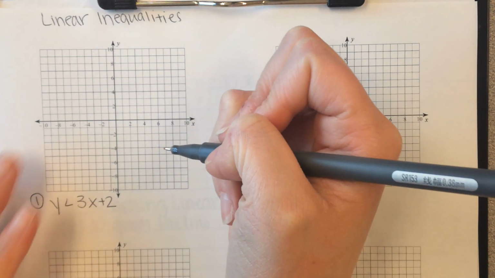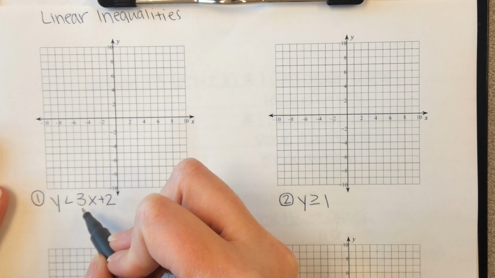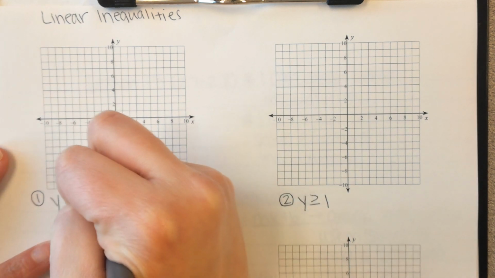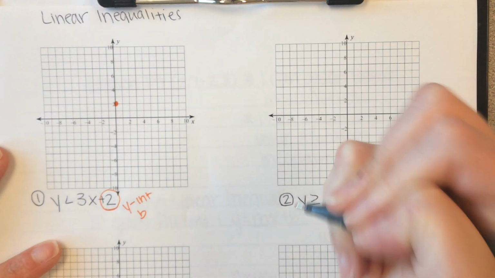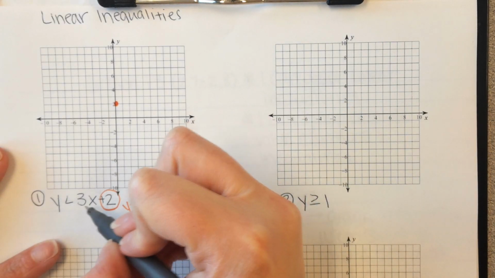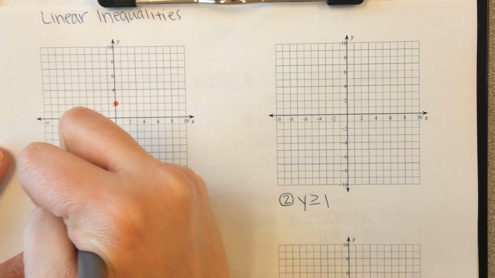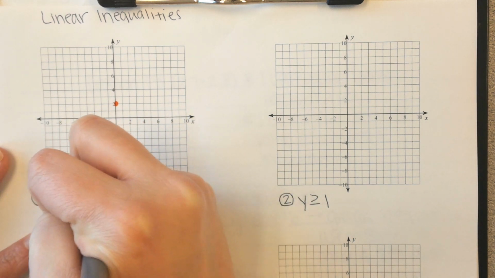Okay, so number 1, we have y is less than 3x plus 2. So 2 is your y-intercept, or your b. So I'm going to go to 2 on the y-axis, and I'm going to plot a point. My slope is 3. So that means my m is 3 over 1.